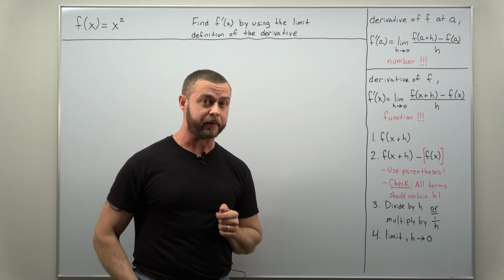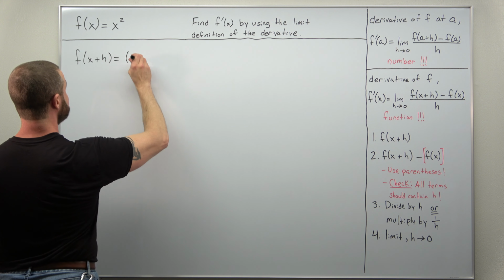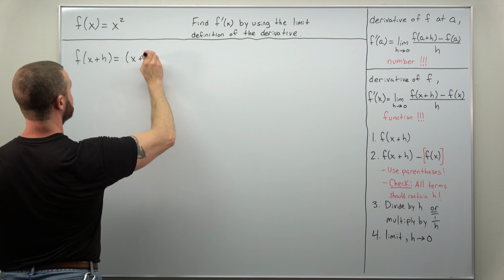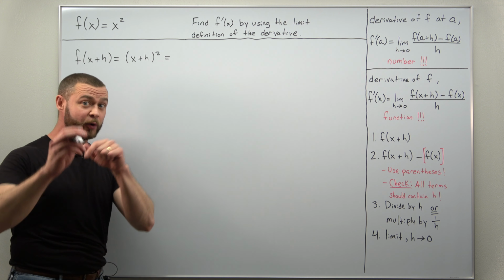All right, so let's jump straight to the first step. We're going to take our function and plug in all x's as x plus h. All right, and that's pretty simple here. Our function only contains one x in it, so we're going to get x plus h squared. And that we can simplify by correctly expanding that and multiplying, foiling that.